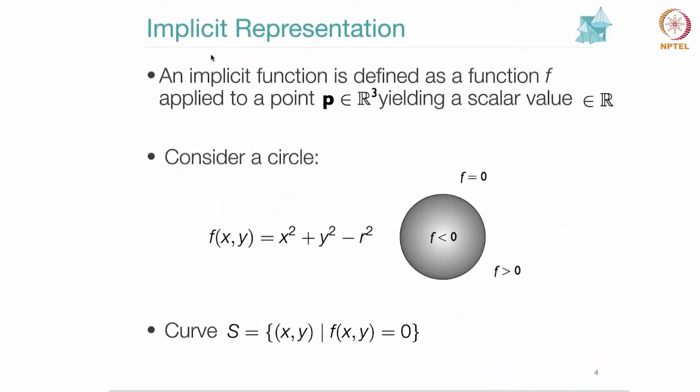So what is an implicit representation, right? An implicit function is defined as a function f applied to a point P, let's say in R3, in our cube, which is our ambient space, 3D space, yielding a scalar value, so it belongs to R.